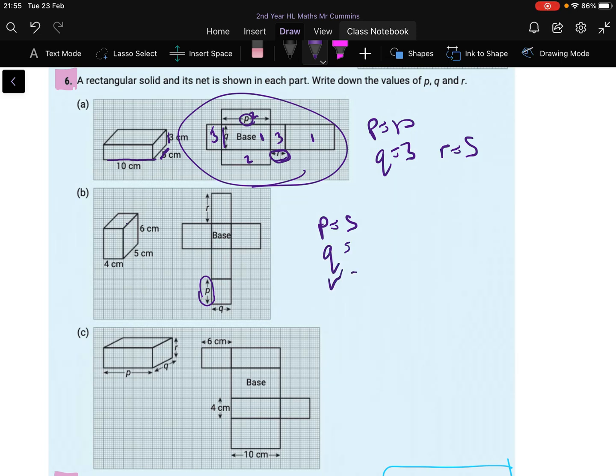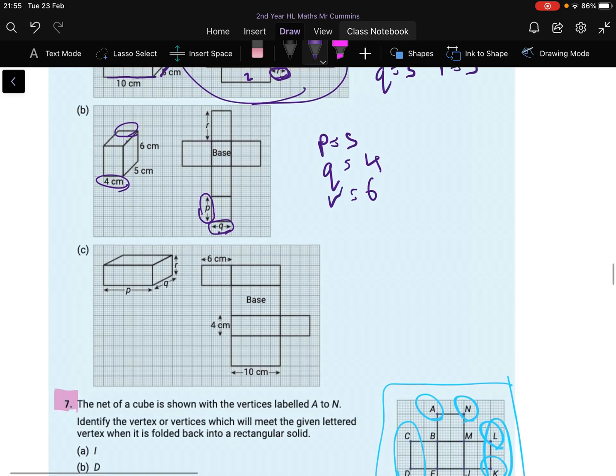Q, P, Q, and R again. Q is going to be, where's Q? Q is here, so Q is going up to the top. So it's going to be here, which makes it the same as the bottom. So Q is going to be 4. And R is going to be the third measurement, which is 6.